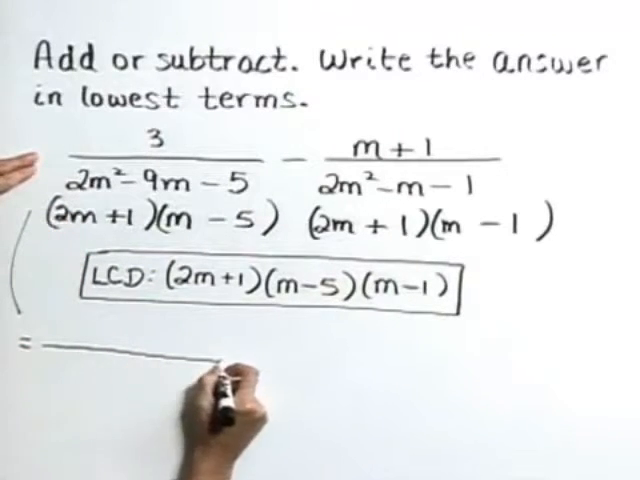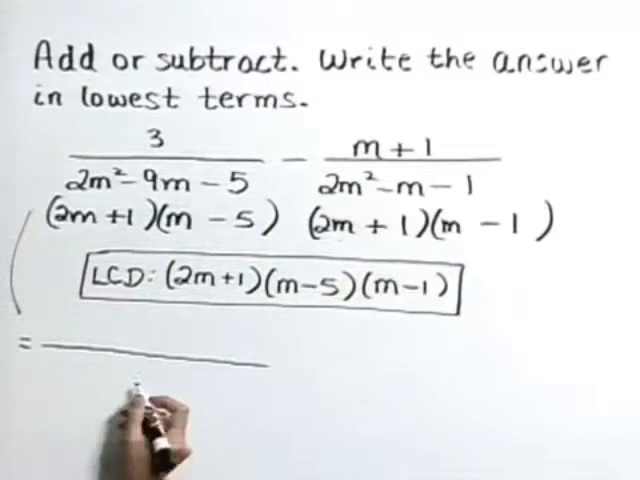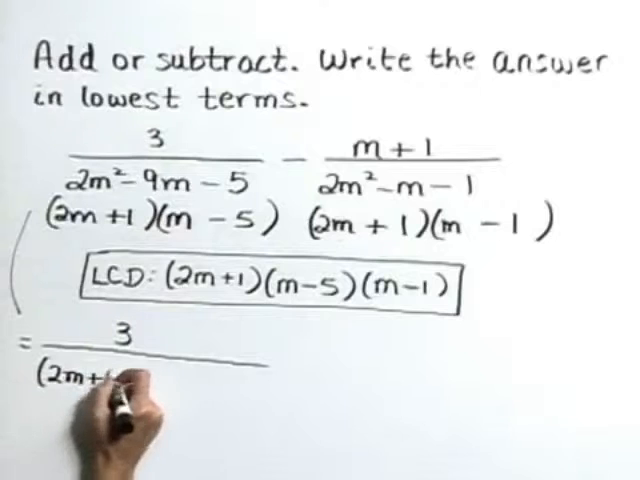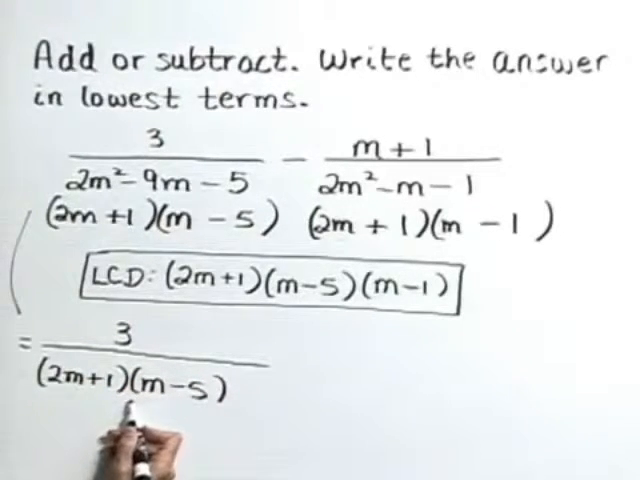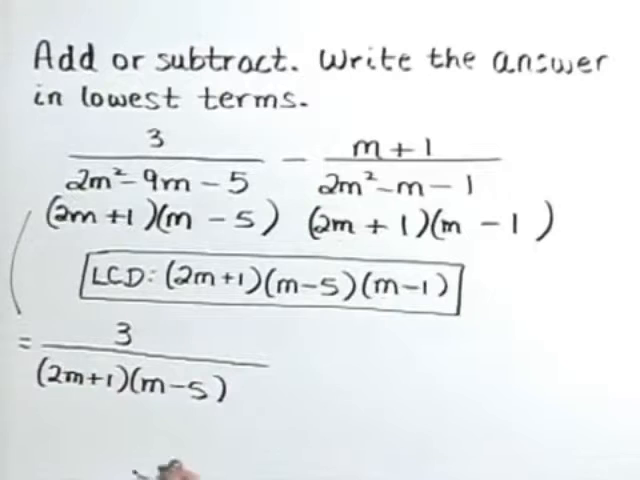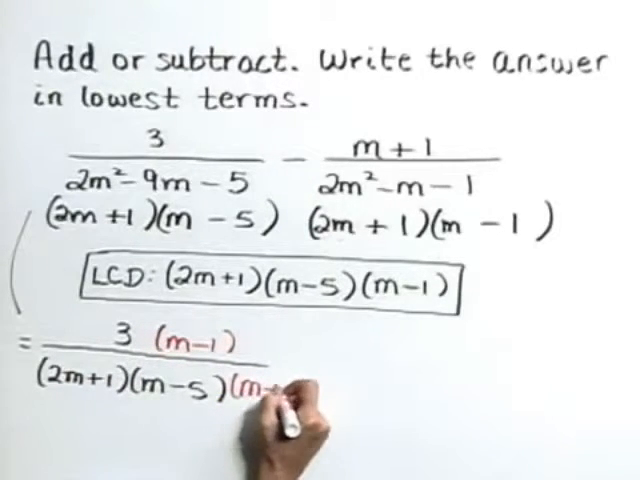We want to build each of these fractions up so that they have that lowest common denominator. So in our first fraction, let's leave those denominators in their factored form for ease. As we compare this denominator to our LCD, we see that it's missing the m minus 1 term. So let's put that in there and multiply both the numerator and denominator by m minus 1.